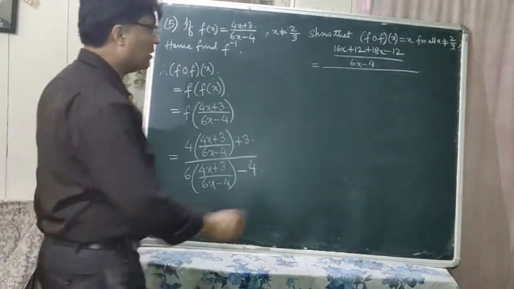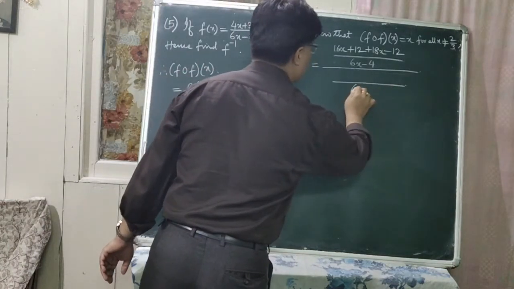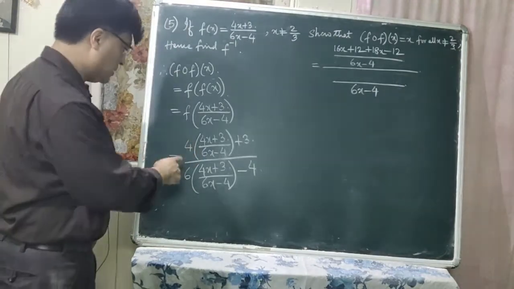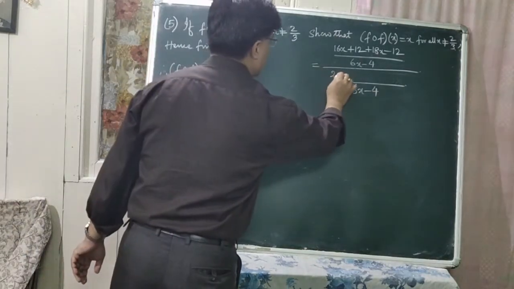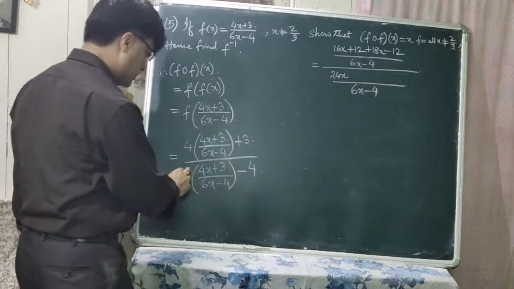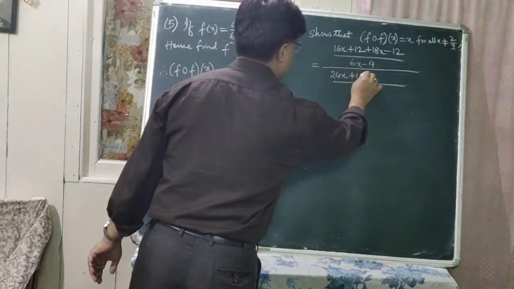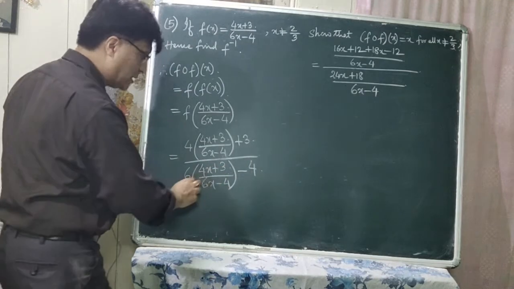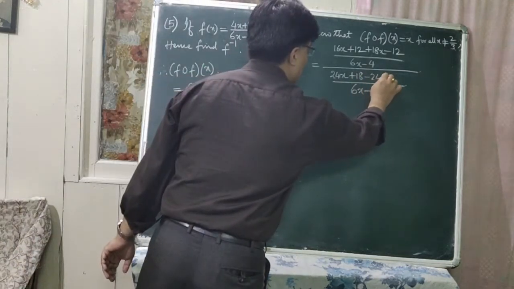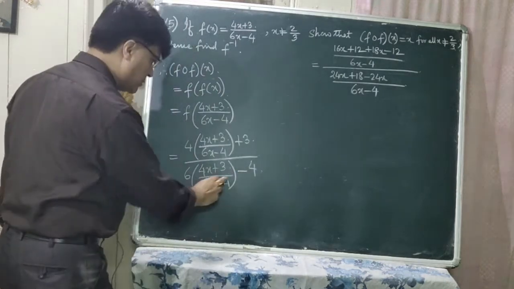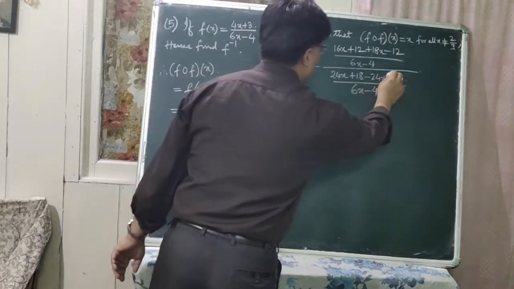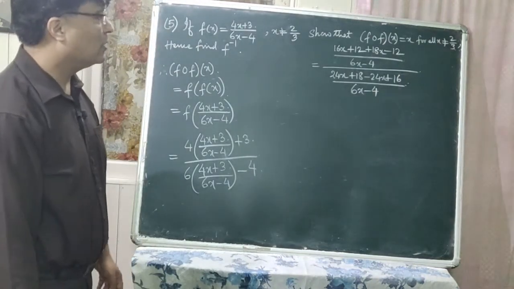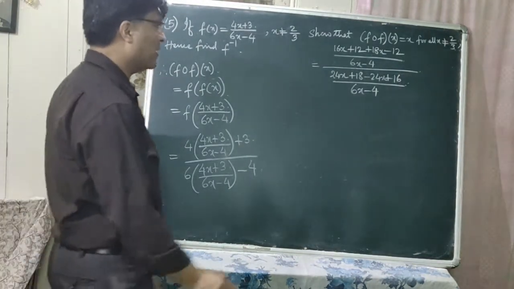Right? So similarly you can get the LCM in the denominator. That is also 6x minus 4. Now simplify it. 6 4s are 24x, plus 6 3s are 18. Then minus 4 into 6x minus 4: that is minus 24x, and minus into minus gives plus 16. So I think you have understood it.